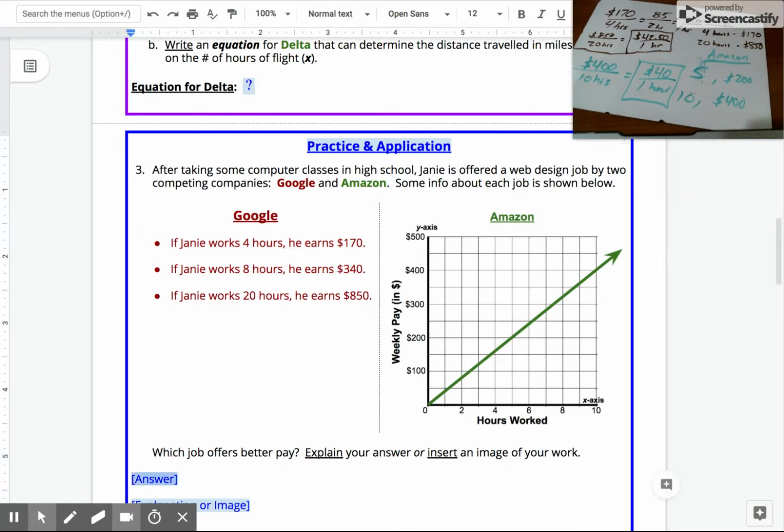So if we wrapped our answer up, we could ultimately say Google pays more by $2.50 per hour, 42.50 versus 40. Make sure you insert an image of your work or explain it, something like that. Keep up the good work.